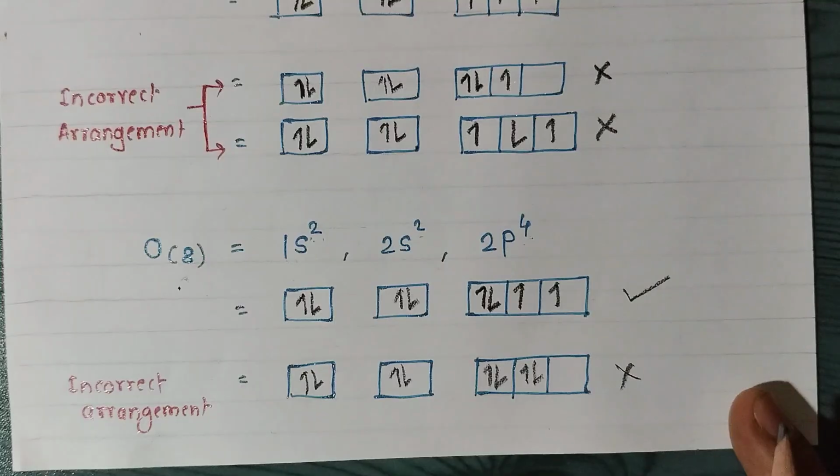So remember, electrons fill empty orbitals first. Pairing happens only after each orbital has one electron. This minimizes electron repulsion and increases stability. So to increase the stability, we fill electrons according to Hund's rule.